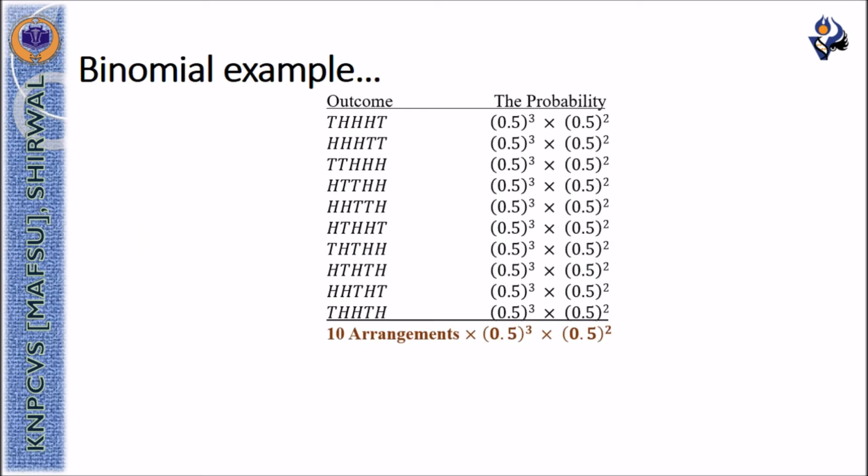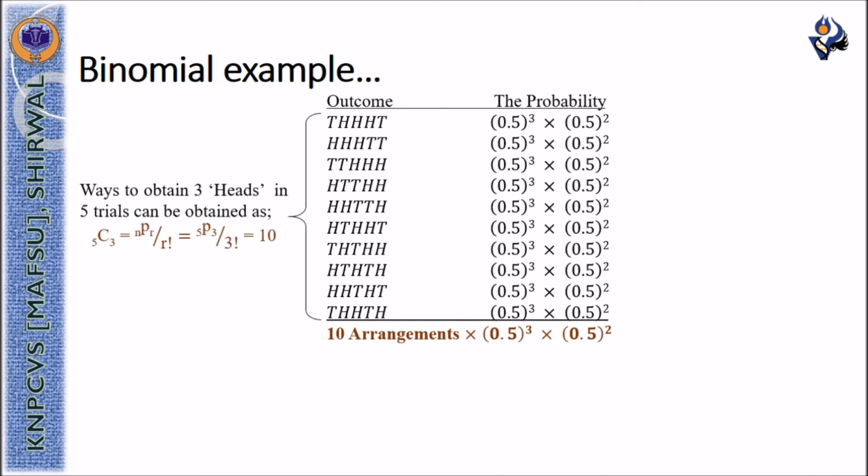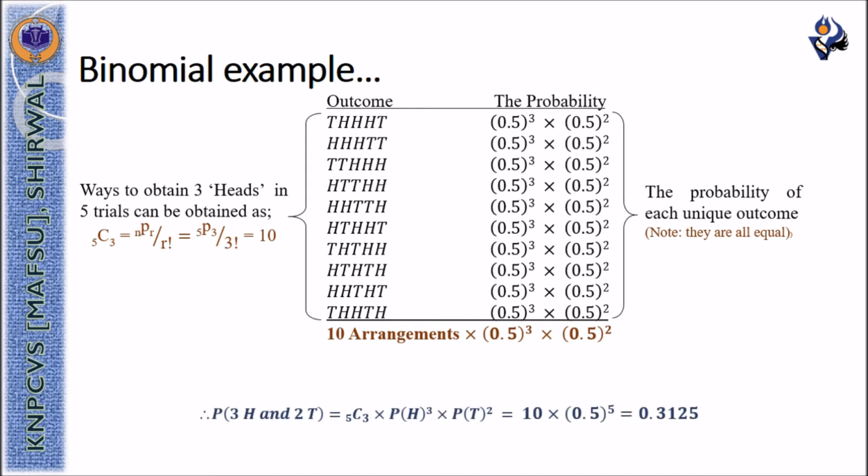The total number of outcomes or exact arrangements can be obtained with the formula nCr. The probability of each unique outcome will be one and the same, and therefore the probability of getting 3 heads can be computed as 0.3125.